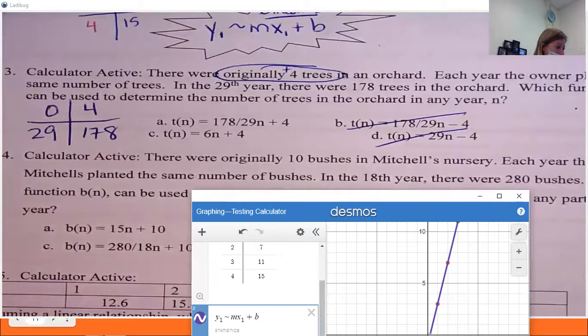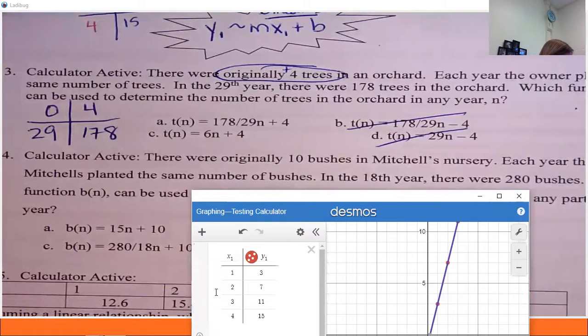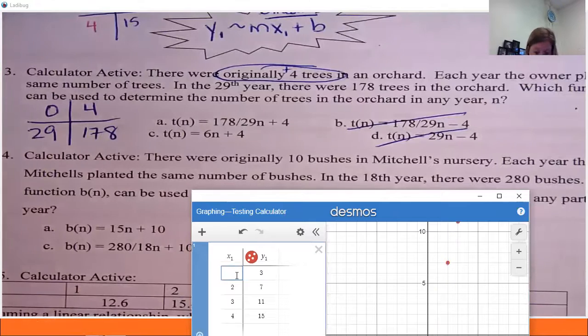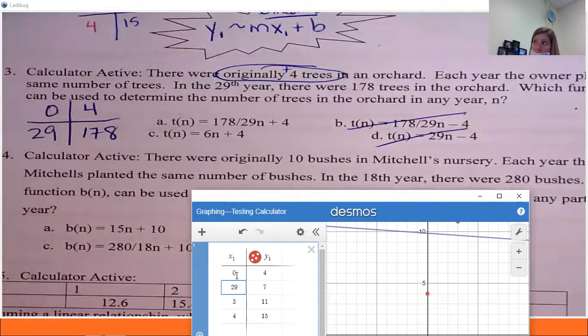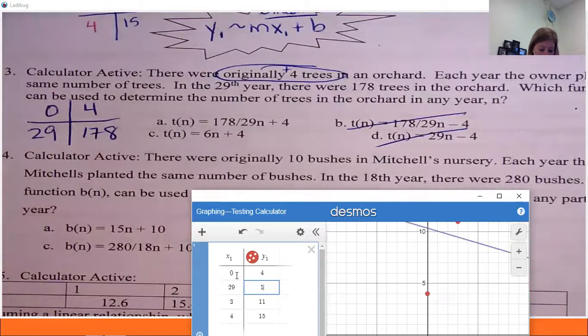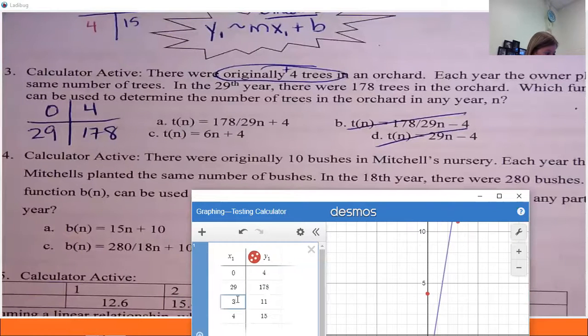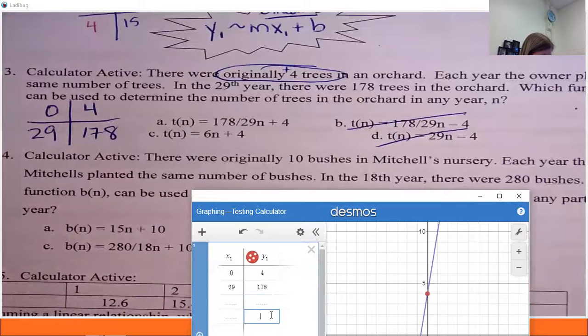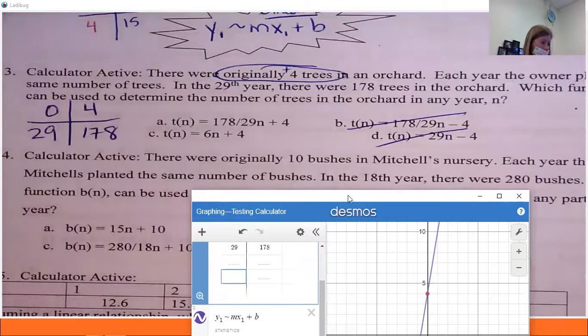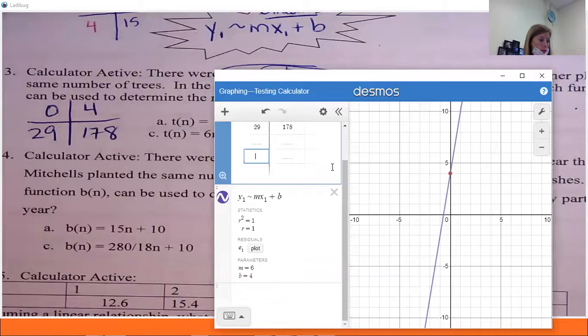Okay? So if I come up here, I'm going to put in 0, 4, thank you, Will, 29, 178, and then I'm going to delete these other ones. Delete, delete, delete, delete. And if I scroll down, did anybody want to scroll down?